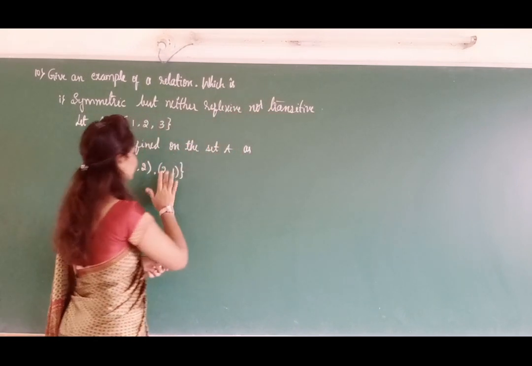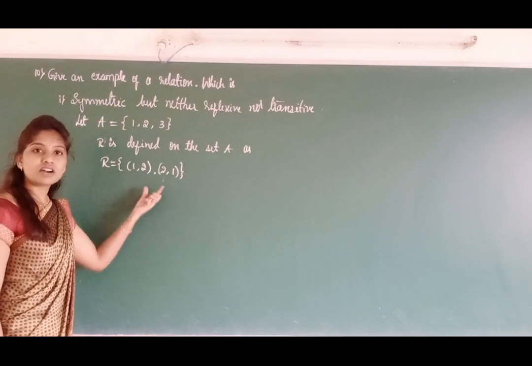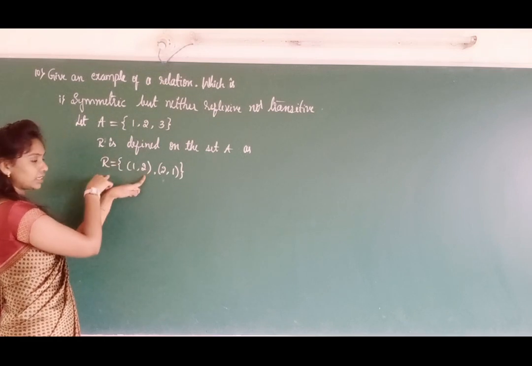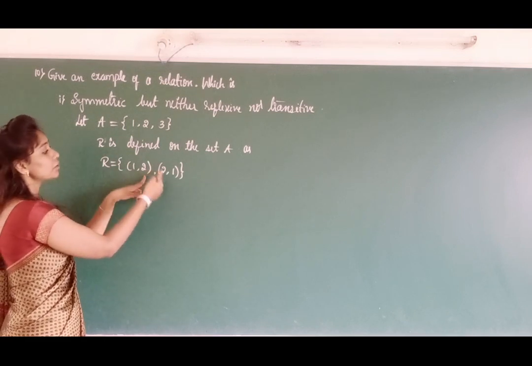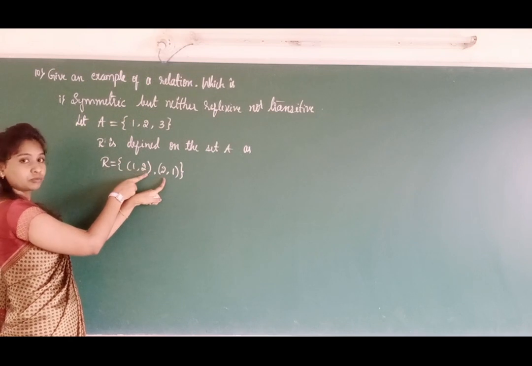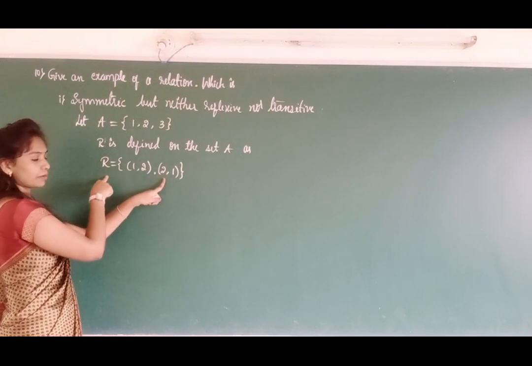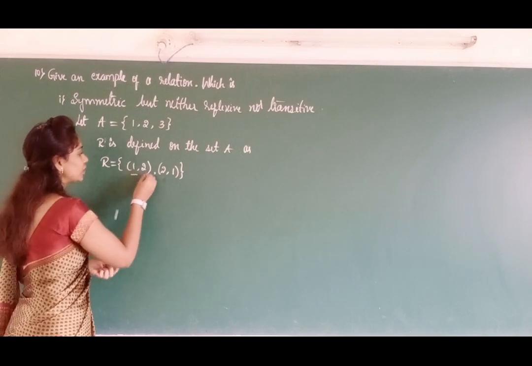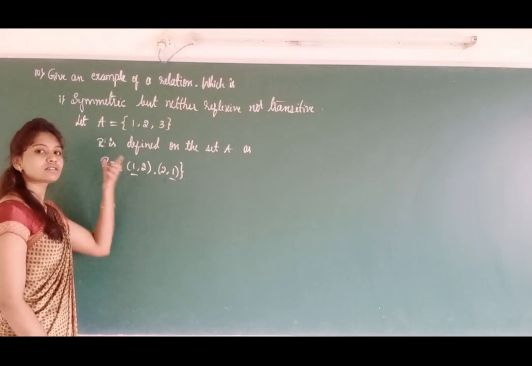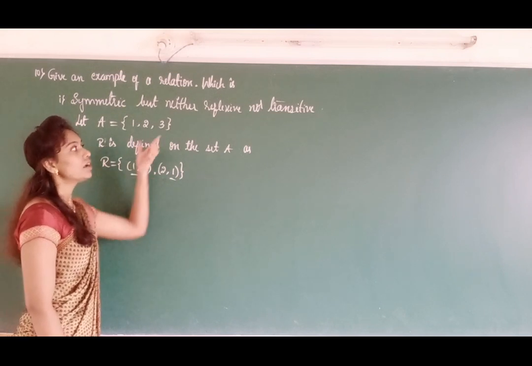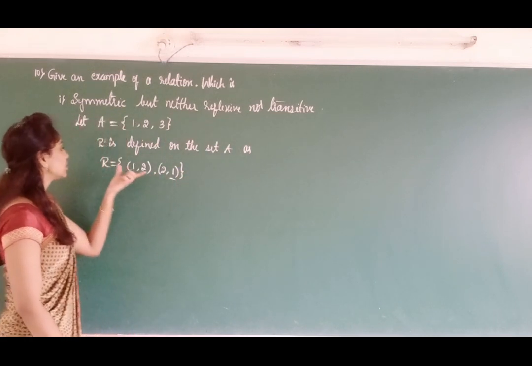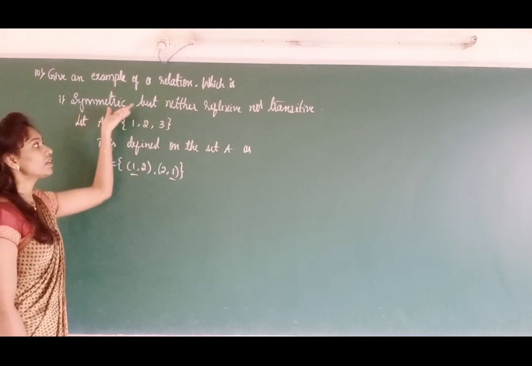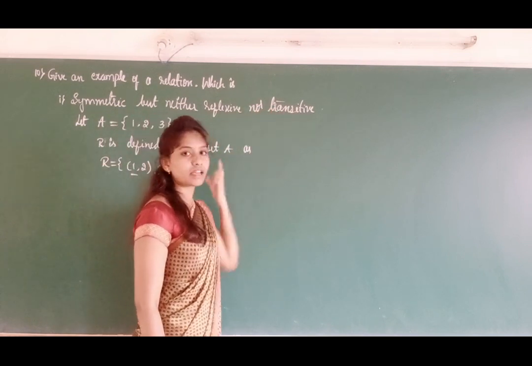Is it transitive? This is not transitive because here (1, 2) belongs to the relation R. Next, the ordered pair starting with the element 2: (2, 1) belongs to R. But the ordered pair (1, 1) does not belong to R. That's why this is not transitive. Hence, the given relation on the set A is symmetric but neither reflexive nor transitive.